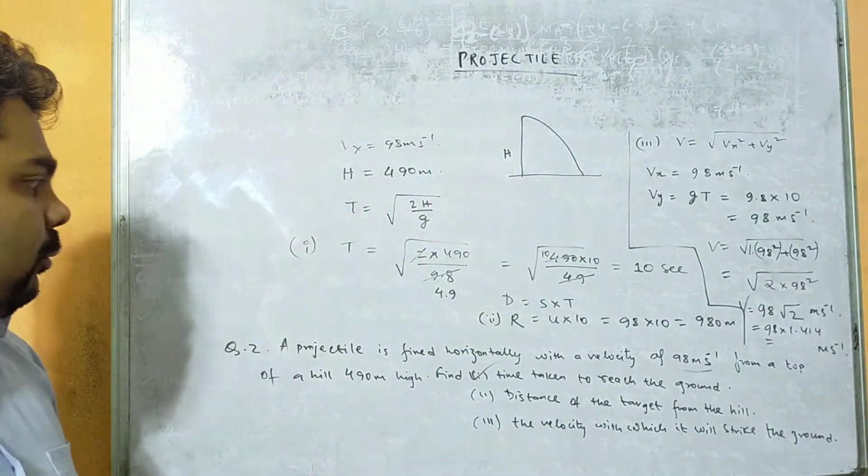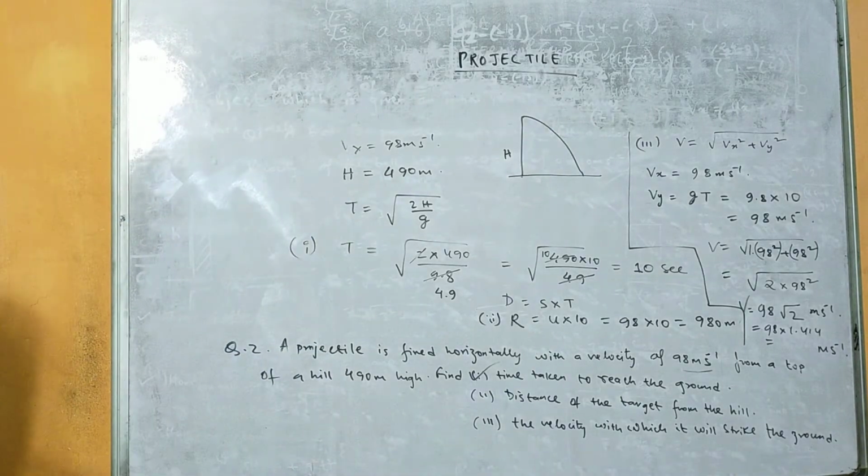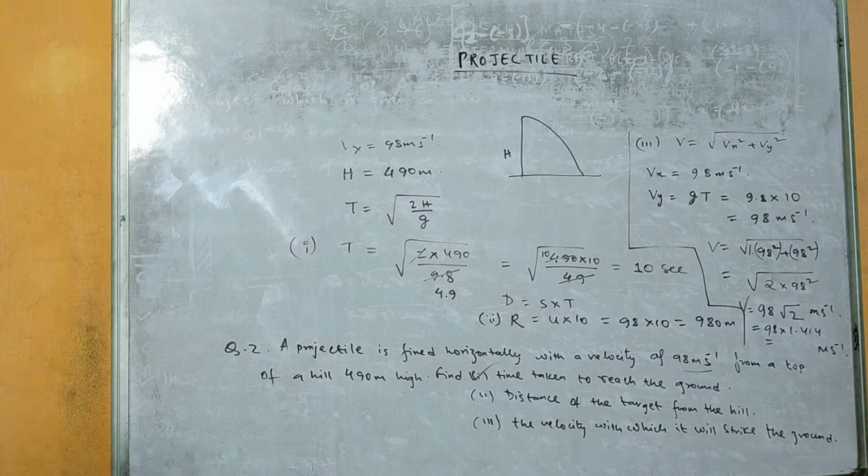So for this type of question, you need to remember the formulas of maximum height, time of flight, horizontal range, and instantaneous velocity for the vertical throw and horizontal throw.